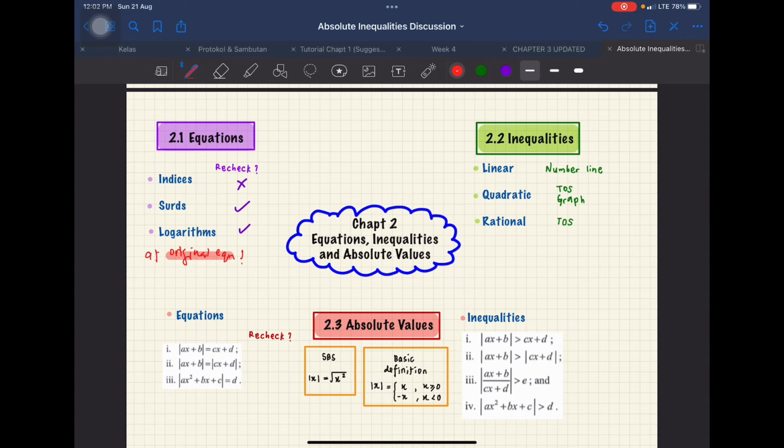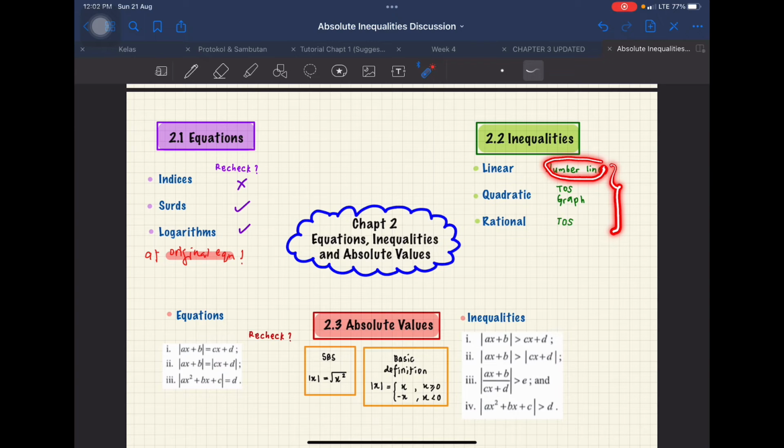Okay, and then let's go to inequalities. So, dalam inequalities, you learn about 3 types of inequalities. The first one is linear, and then you learn about quadratic, lastly, rational. Okay, so number line hanya digunakan pada linear. Sorry, linear hanya guna number line sahaja. Okay, but number line, dia akan pergi kepada semua tempat.